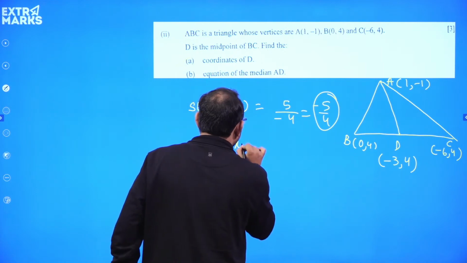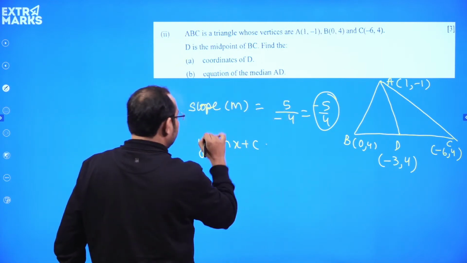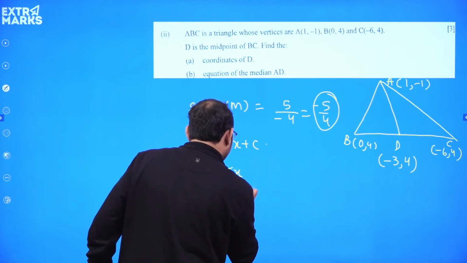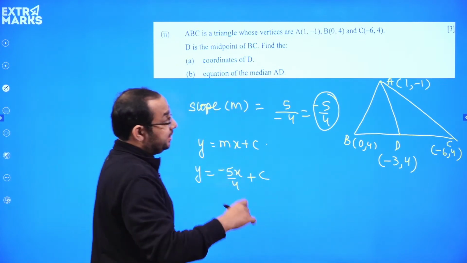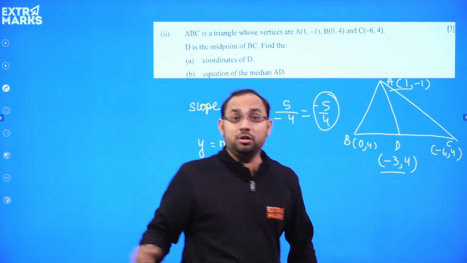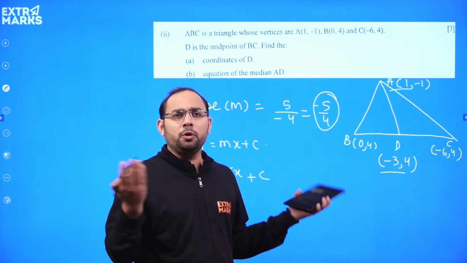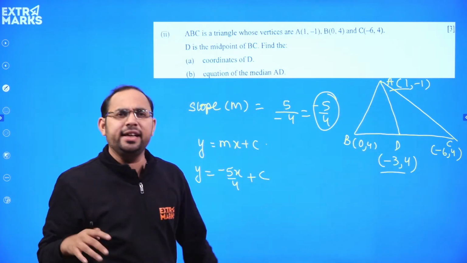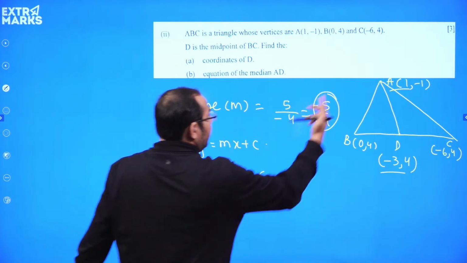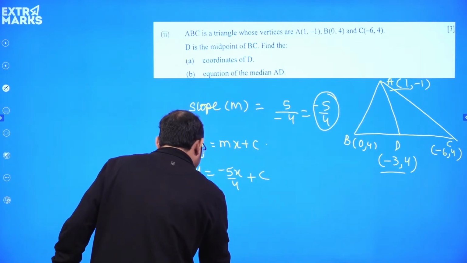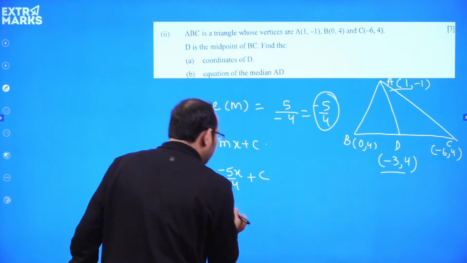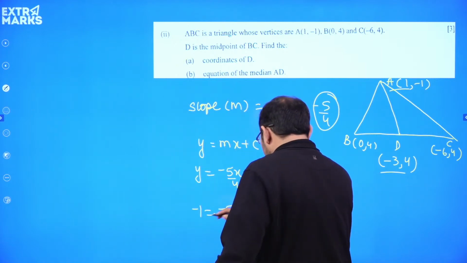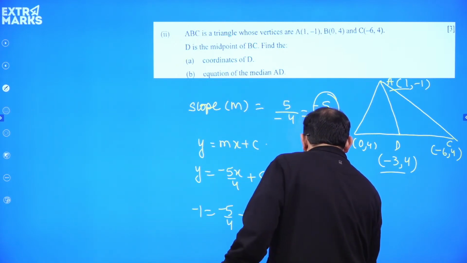Equation is y is equal to mx plus c. If I put the slope, I will get y is equal to minus 5x by 4 plus c. Now these 2 points A and D lie on the line AD, right? Both of these points are lying on the same line, right? So I can satisfy any one of these 2 points here to get the value of c. Okay, so I am satisfying 1 minus 1. I will get -1 equal to -5/4 multiplied by 1, that is -5/4 only, plus c. On solving this, I will get c equal to 1/4.